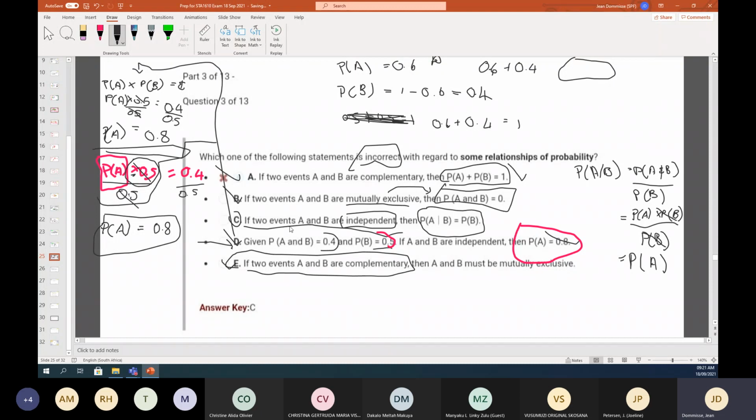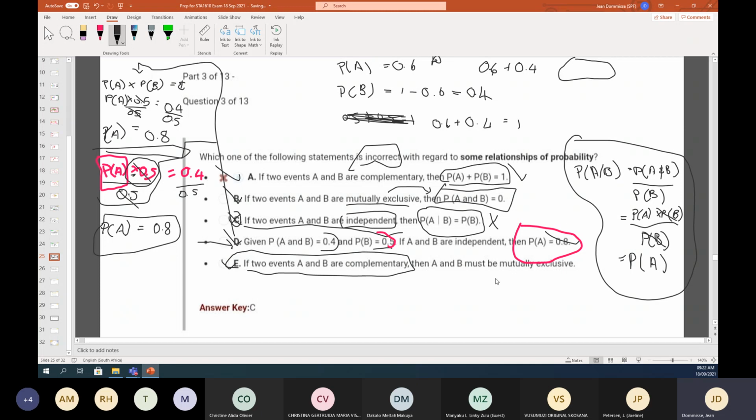So if two events A and B are independent, then the probability of A given B must be equal to the probability of A, and not the probability of B, which makes option C the wrong one. I worked this out by using the formula. There's no real shortcut in that one.